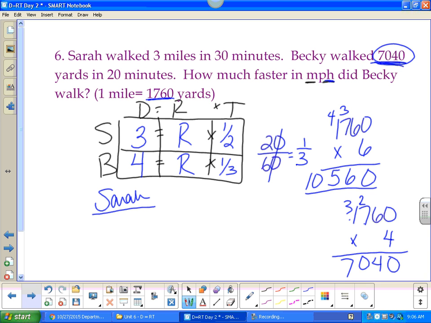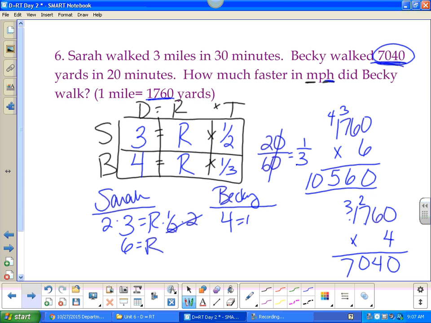So Sarah, 3 equals R times a half. Multiply by 2. No top number to worry about. So 6 equals R. Becky, 4 equals R times a third. Multiply both sides by 3. That's 12. How much faster was she? She was 6 miles an hour faster.